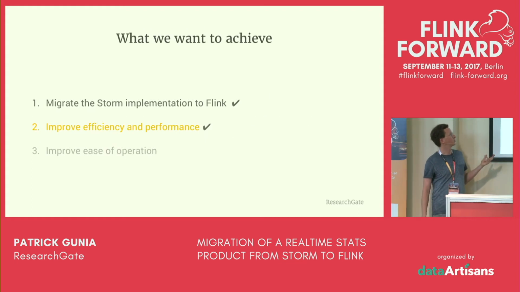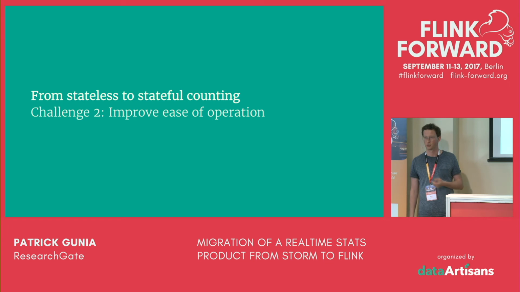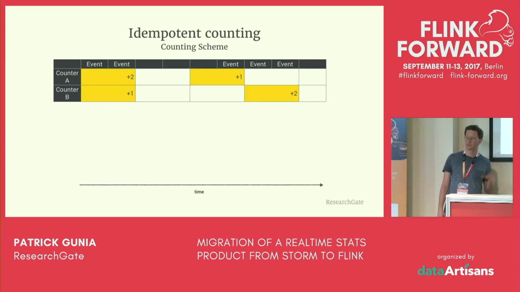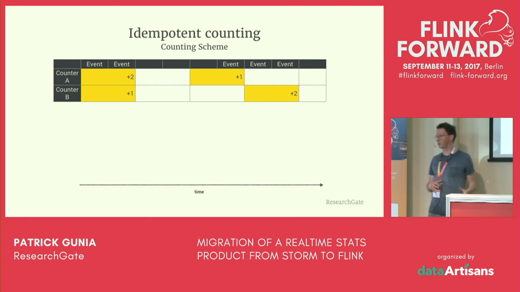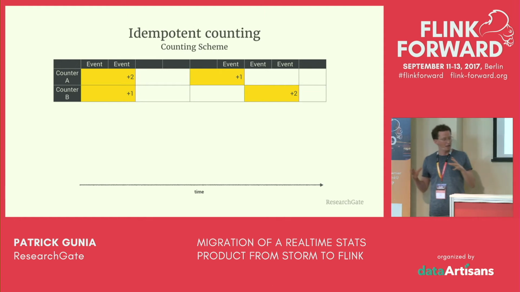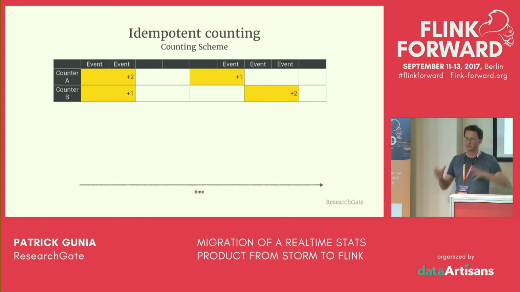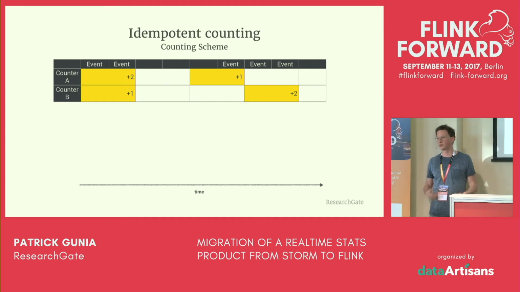So again, what do we want to achieve? We obviously migrated. We improved efficiency and performance. And the third thing is the challenge that I wanted to look at now. So let's take a look at the counting scheme again. This is nice because it reduces the load, it does a pre-aggregation. But the problem is still the same, right? We do increments. And increments are the problem that occurs if you, for example, have to restart your processor from an earlier save point. It will reprocess the same messages, it will output results, and if those results are increments, you will increment the same counters twice. You will be more efficient because you increment less, but the results would still be wrong.